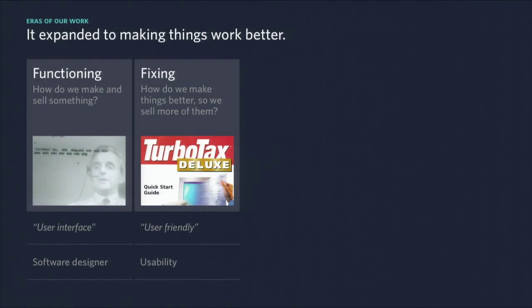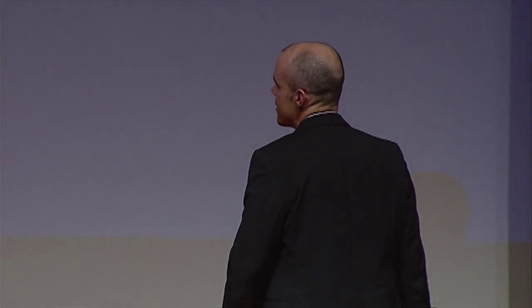And then moving along to a stage of fixing. We still had to make things function, but how could we make them better? From a business perspective, how could we make them better so we could sell more of them, right? And so TurboTax. Well, maybe marketing said, let's call it Deluxe, so they'll upgrade from last year's. And maybe the usability people said, no one's getting started very quickly, so let's add the Quick Start Guide, right? But in a nutshell, that's a lot of where the attention was. The term user-friendly came up, and we worked on usability as kind of the activity.